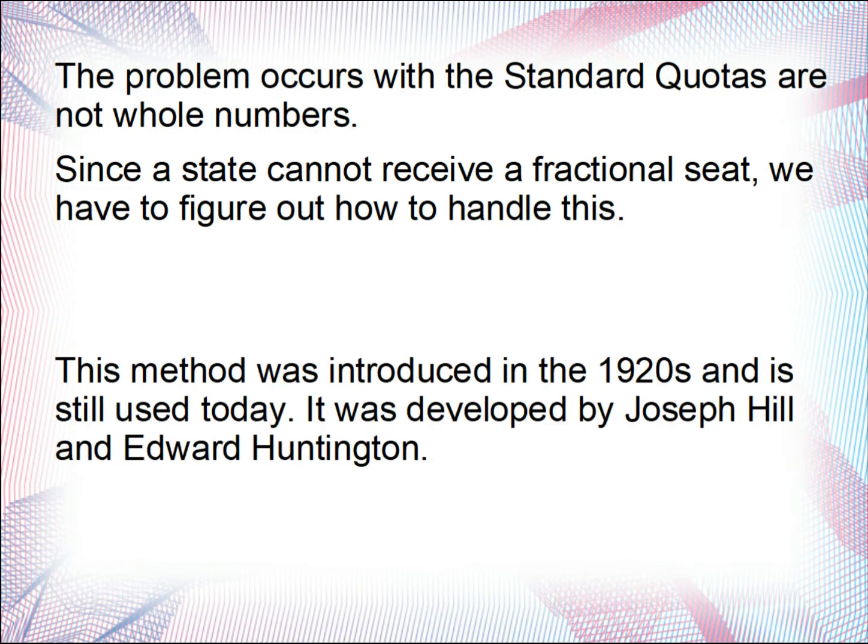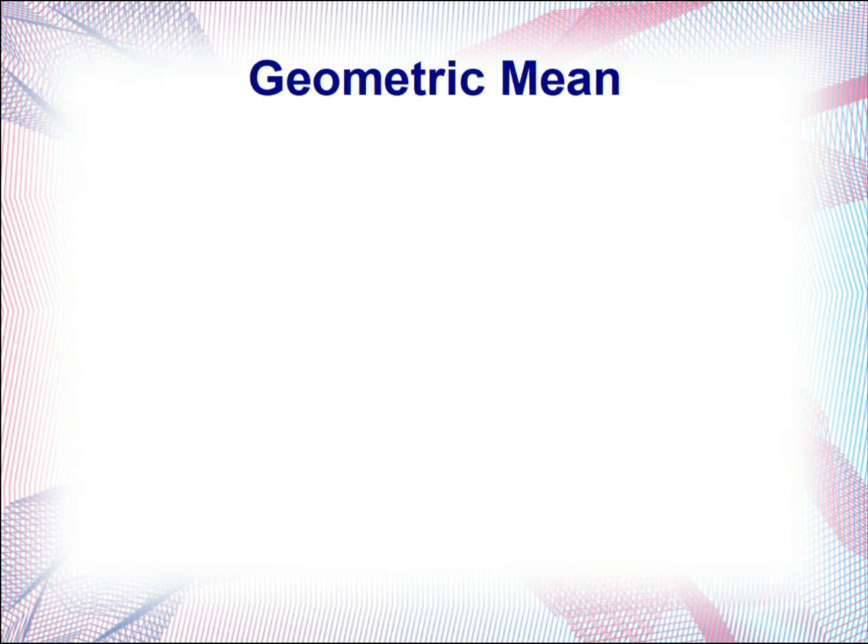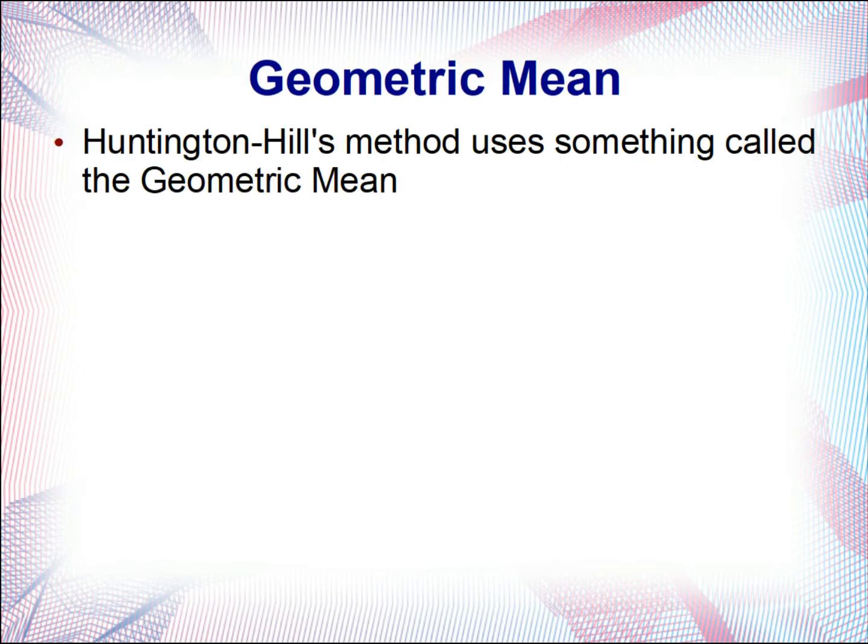So the Huntington-Hill method was introduced in the 1920s and is actually what we use currently. It was developed by Joseph Hill and Edward Huntington, two men who worked together on this technique. Now, the Huntington-Hill method uses something that is called the geometric mean. And this is not a thing that a lot of people learn about, so I'm going to teach you about that quickly. It's not that difficult.